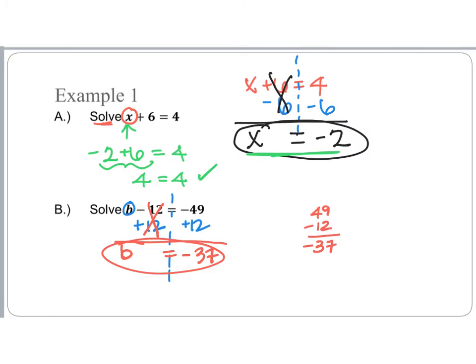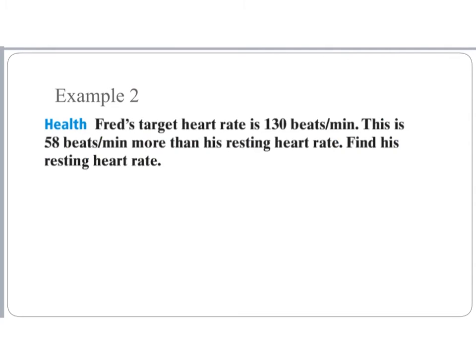Now again, you can always double check by plugging in that negative 37 for b. So negative 37 minus 12 will hopefully equal negative 49. And negative 37 minus 12 does in fact equal negative 49. So that tells me that I'm on the right track there.